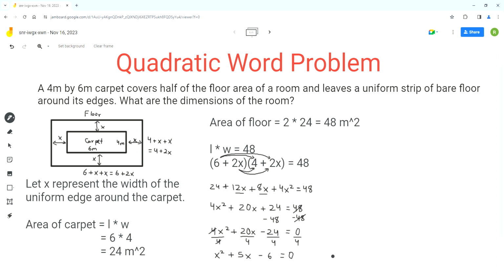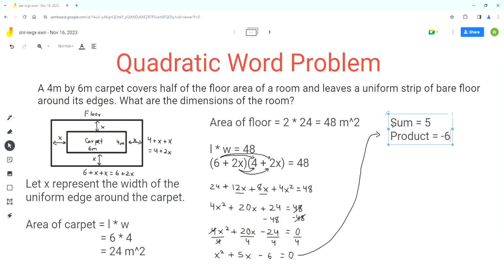Now this is a simple trinomial because the coefficient of the x squared term is 1. So we can use sum and product rule to factor this equation and then solve for x. So we have to find two numbers whose sum is 5, which is the coefficient of the x term, and the product is negative 6, which is the number term in the equation. Now we have to start with the product in order to find the two numbers. So two numbers that multiply to negative 6.